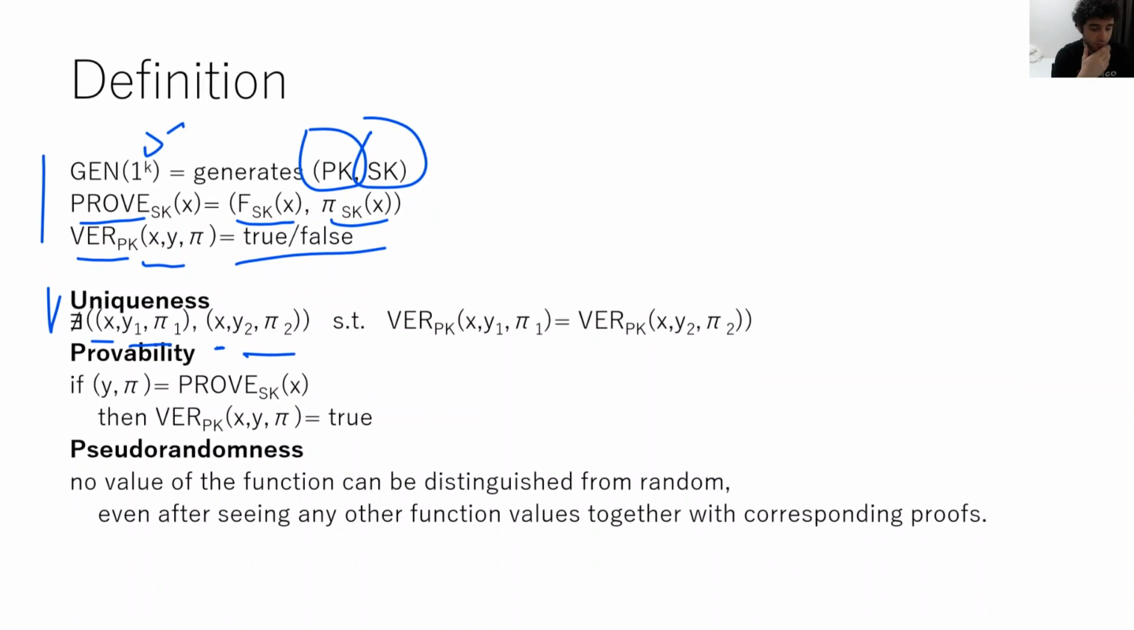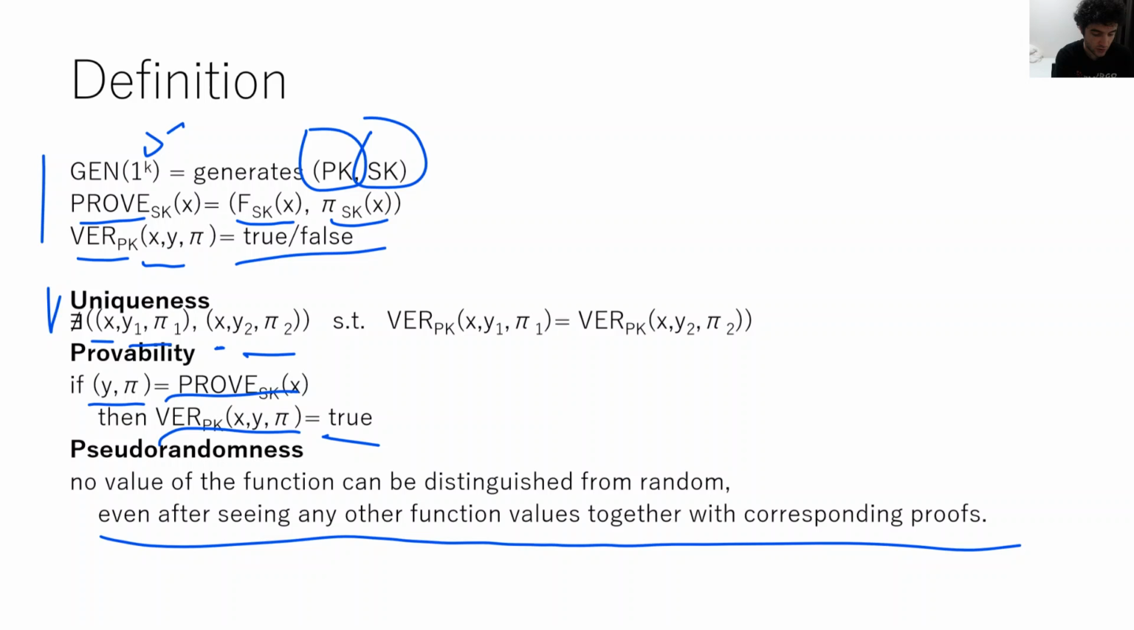We also need it to be provable. That's to say, if you run prove on x and you get these outputs y and pi, then running the verification on these outputs returns true. And lastly, we need pseudo-randomness. This is to say no values of the function can be distinguished from random. And this is even after seeing other function values together with their corresponding proof. So just because I showed you the result on x equals 3 and the result on x equals 7 and so on, it does not give you any hint about what it would be, for example, x equals 11.